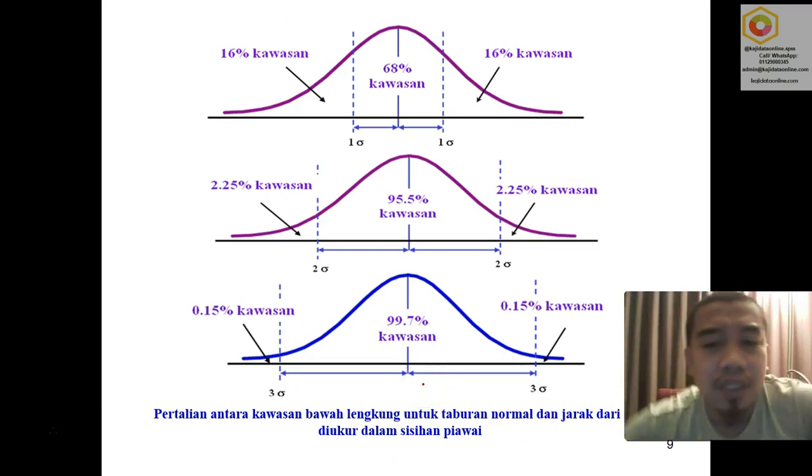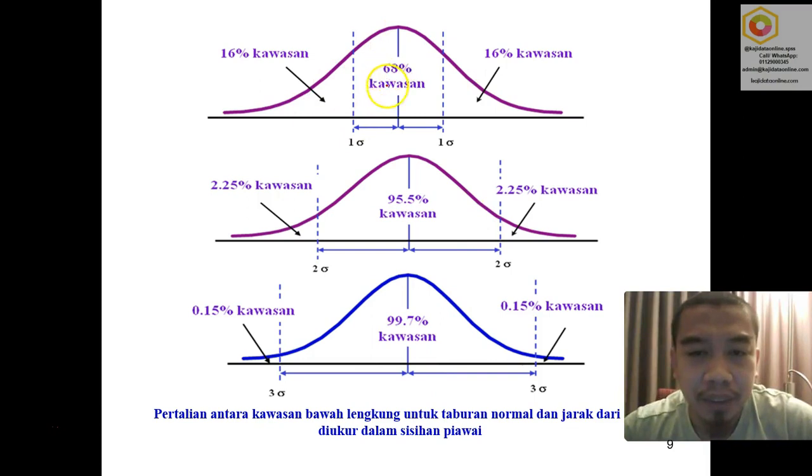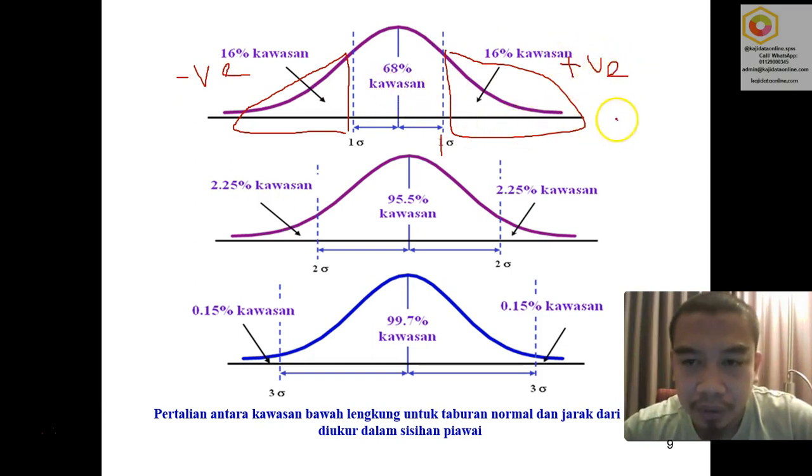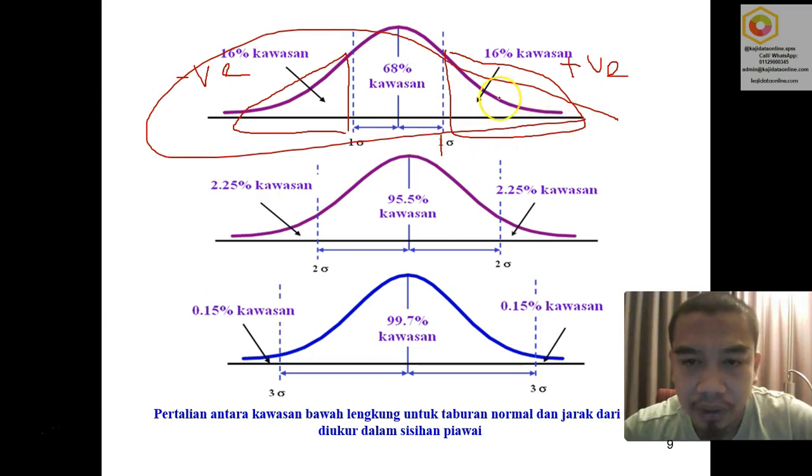If you can see this example, the first example here, we have 68% of the area under curve, and then the other 16% is explained outside of the one standard deviation. This one is also the same, explaining on the left side. So this is the negative side of the data, and this is the positive side of the data. This is the assumption that you need to understand. So the total of all this area under curve is equal to 1.